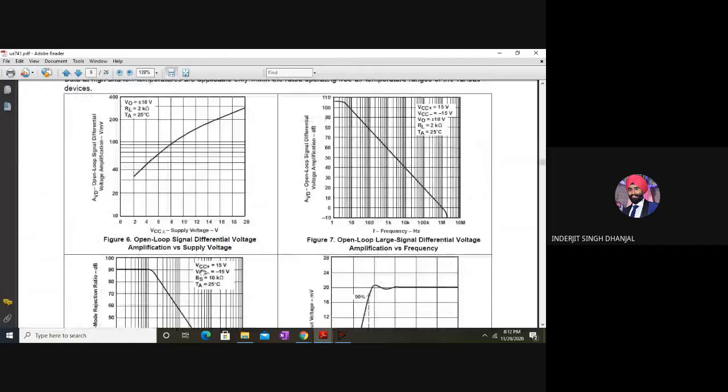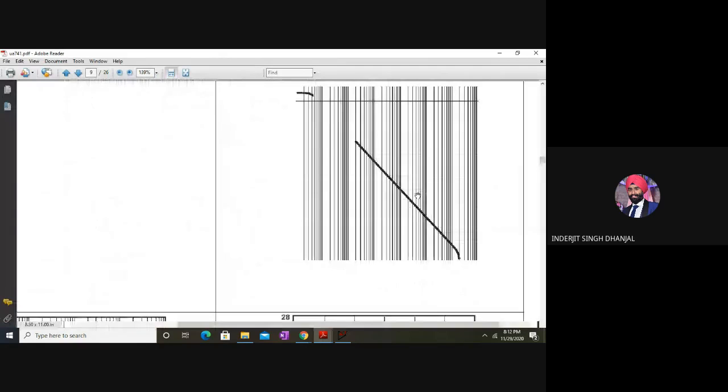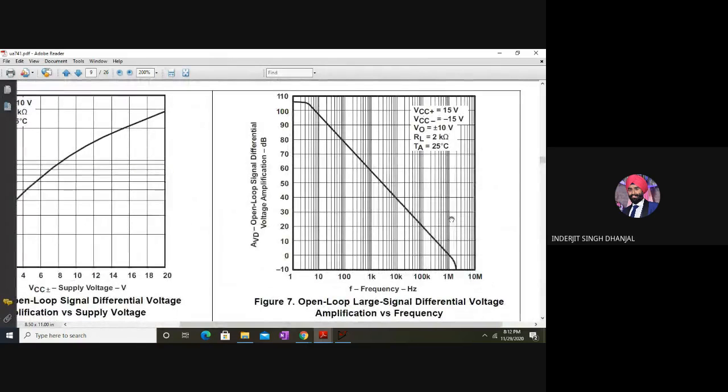Yeah, so see over here, you have this open loop large signal differential voltage amplification versus frequency. So this is the point. It's around 10 to the power 6, if we check clearly, and the gain is the open loop gain. The bandwidth is around 5 hertz, as you can see, and it's falling down at a rate of 20 dB per decade. The x-axis is my frequency, and my y-axis is my open loop differential voltage gain in dB.